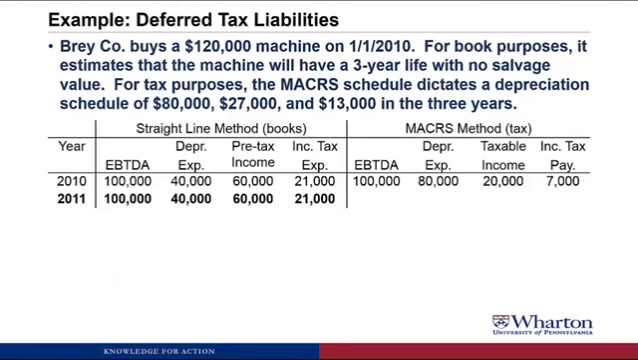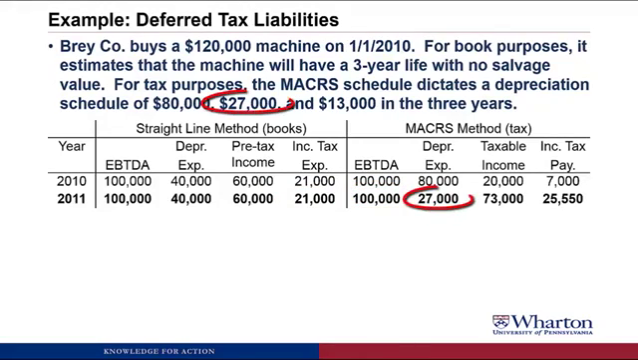Then in 2011, the books are going to look the same for Bry Company. We're going to assume the same 100,000 of earnings before taxes and depreciation. Of course, that might not happen in practice, but it makes it easier to see assuming the same 100,000. Depreciation expense is the same because it's straight line, which gives us the same pre-tax income and the same income tax expense. On the tax return on the right side, again, we'll assume the same pre-depreciation, pre-tax taxable income, 100,000.